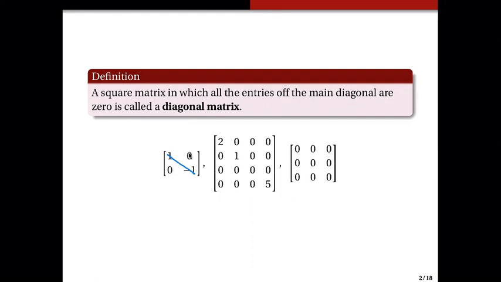Similarly, for the 4 by 4 matrix, this is the diagonal here, and all other entries that are not in this diagonal are all zero. And of course, the zero matrix trivially satisfies the condition for the diagonal matrix.